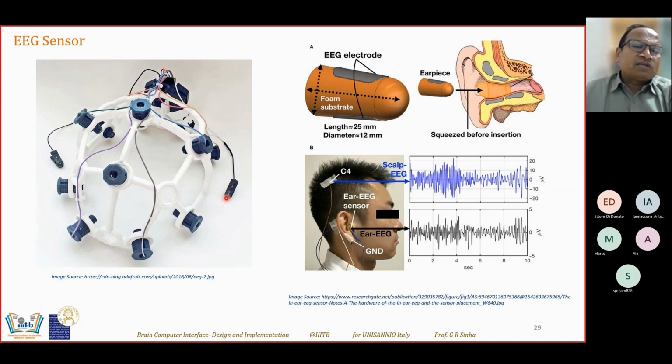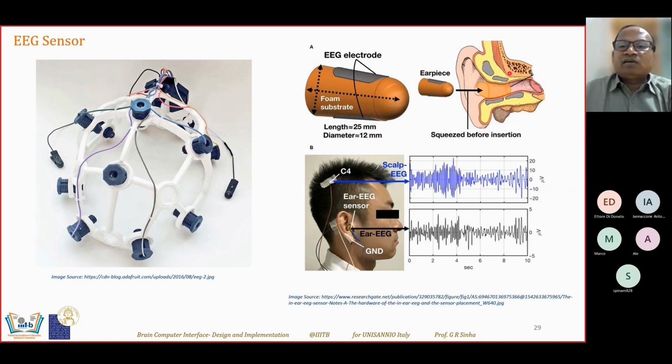Look here, this is the electrode. You can connect it to whichever area you are interested in targeting. What is the nature of this electrode, how is it designed? Look here. This is a foam substrate, the outer surface. It is there to protect the electrode, because that's a conducting element, the EEG electrode, and the diameter is 12 mm.